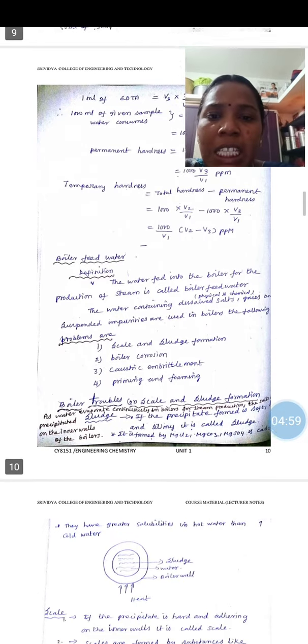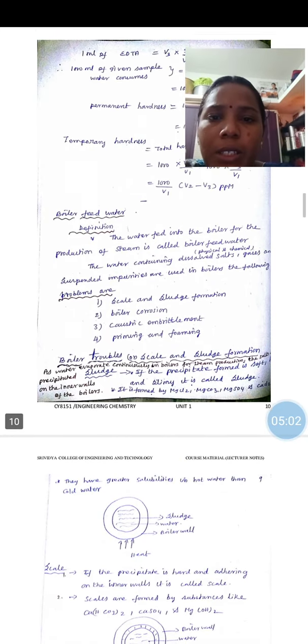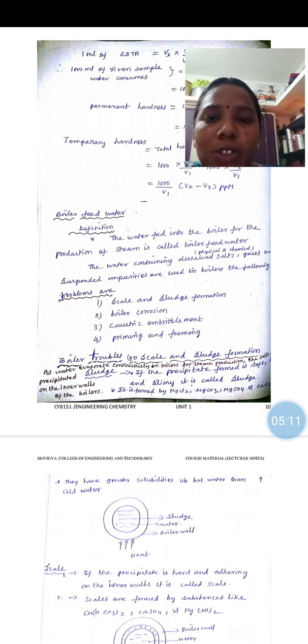Then the next topic is boiler troubles. First of all, a boiler is an instrument or equipment used to boil water, that means the water is converted into steam. Boiler feed water is the water fed into the boiler for the production of steam. If the water contains hardness, it produces some troubles. The troubles are sludges and scales, boiler corrosion, caustic embrittlement, priming and foaming.